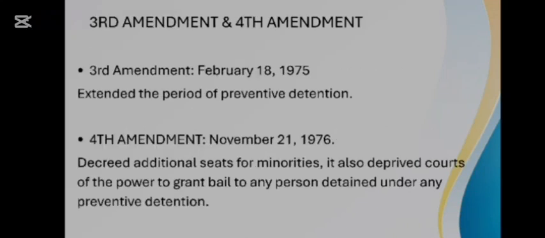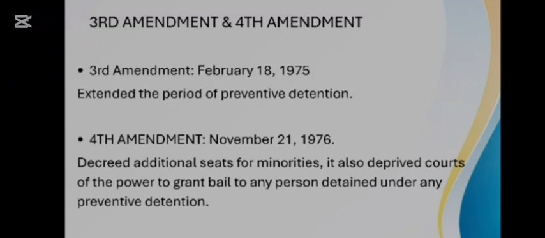The Third Constitutional Amendment, passed in 1975, extended the period of preventive detention. Preventive detention means that if somebody is suspected of breaching the law, or of creating brawl and unrest in society, or of some damage to society or some illegal activity, they can be detained by the authorities. Such detention was already possible, but this amendment extended the period of detention.